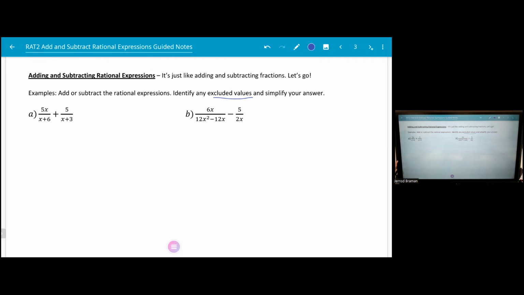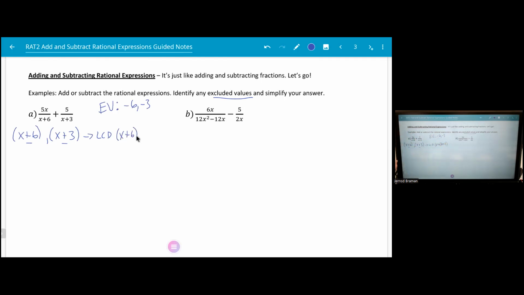That's nice. So let's go ahead. Let's list our denominator factors. I have x plus 6 and I have x plus 3, which can give us our excluded values right away. Our excluded values are going to be -6 from here and -3 from here. Okay. And now our LCD, if we multiply these together, is going to be just x plus 6 times x plus 3.